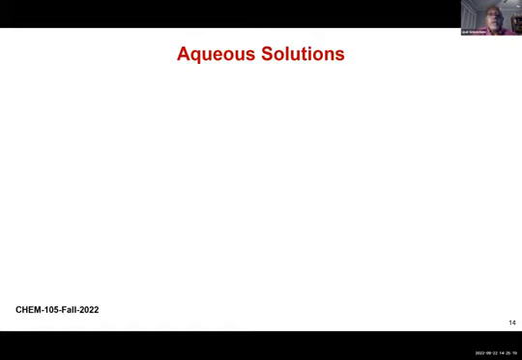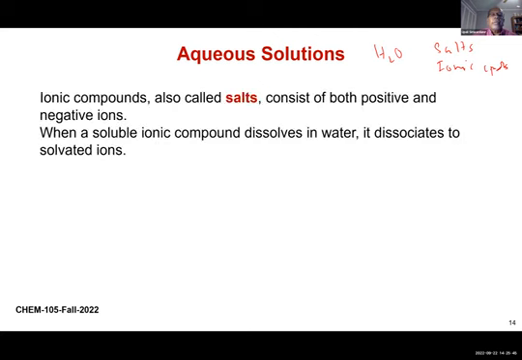All right. Okay, I'm going to talk about reactions in aqueous solutions. Aqueous solution is water solution. Mainly salts. Salts are ionic compounds. They are soluble in water. Therefore, reactions between ions normally take place in water. Ionic compounds, also called salts, consist of both positive and negative ions.